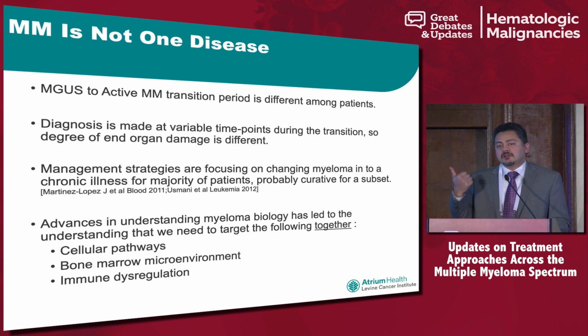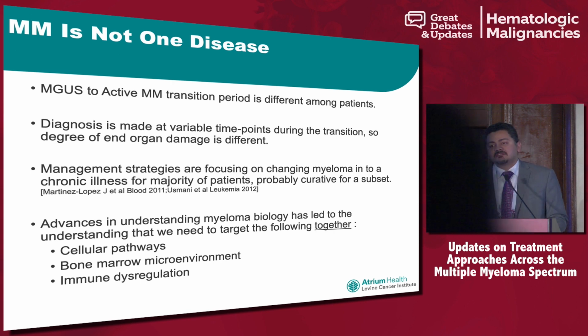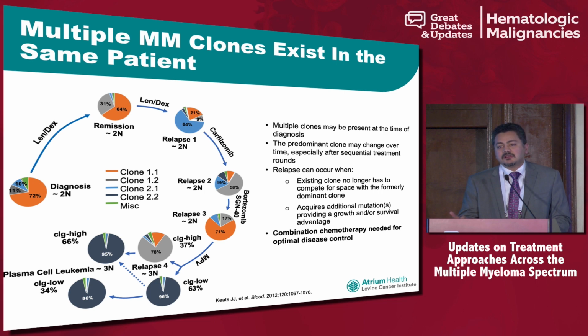That's why we need to target the cellular pathways based on normal and abnormal plasma cell biology. Think about how we can modulate the bone marrow microenvironment as well as the immune dysregulation in a given myeloma patient. And that's where you're going to be hearing about a lot of different strategies when it comes to small molecules and immunotherapy strategies. And why is that important?